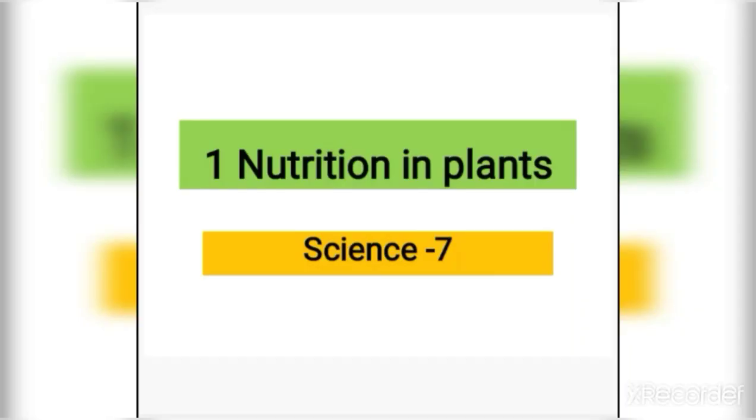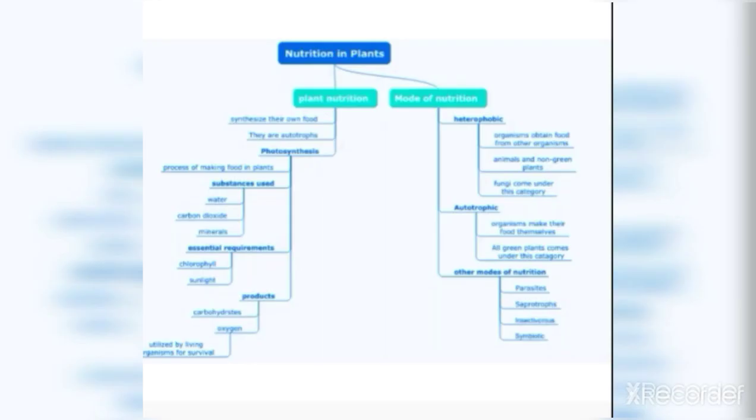Science Chapter 1: Nutrition in Plants. In our previous session, we learnt about plant nutrition and the process of photosynthesis, that is, the food making process in plants.